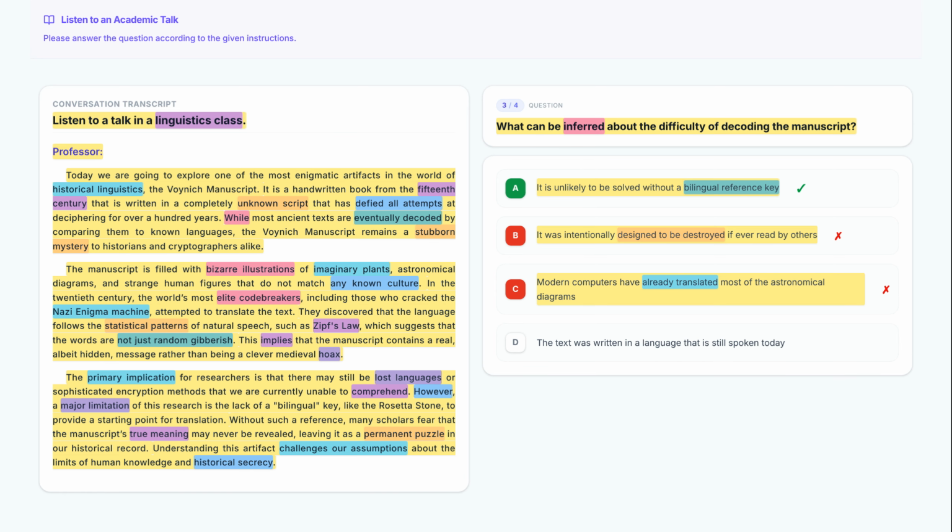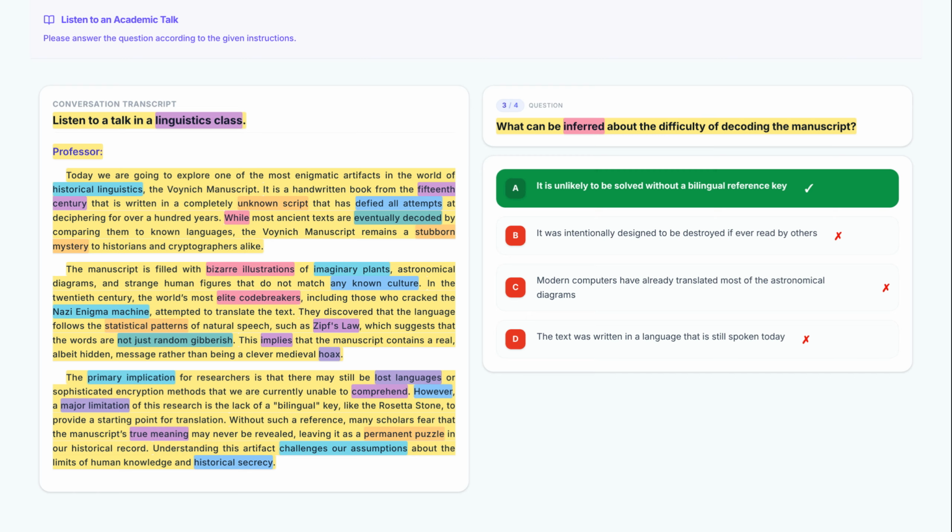Finally, let's look at option D. The text was written in a language that is still spoken today. This option is incorrect because the professor suggests there may be lost languages involved, which implies the language is not still spoken today. The most accurate answer is option A, since the professor explicitly links the lack of a Rosetta Stone-like key to the failure of translation.